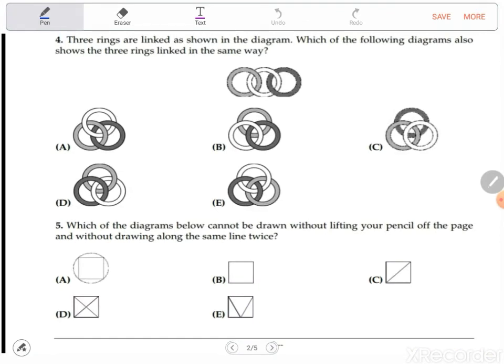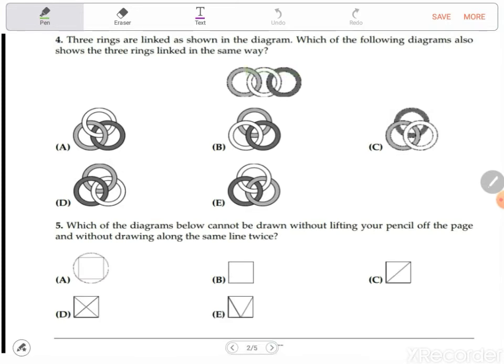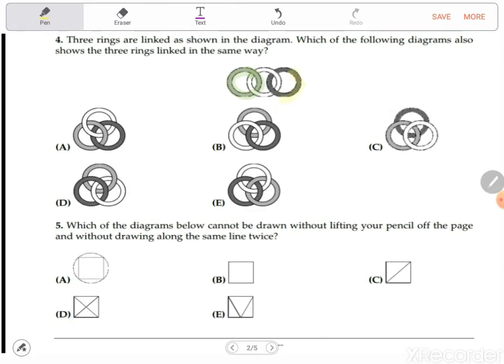The next question is more of an observation. Three rings are linked as shown in the diagram. Which of the following diagrams also shows the three rings linked in the same way? Now we have to notice that in the original diagram the gray is linked with the white one, and the black is also linked with the white one, but the gray and the black one are not linked with each other. That's a very important point to consider in all of these.